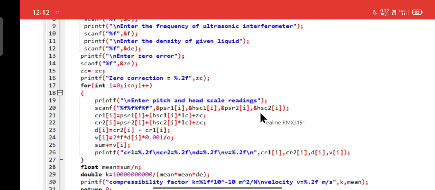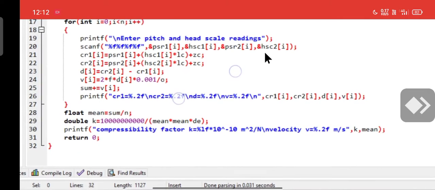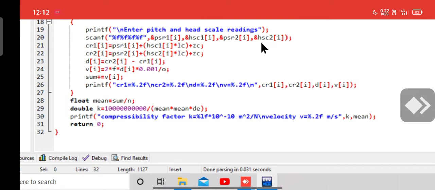We know the formula: corrected reading = PSR + HS × LC ± zero correction. By this formula, the corrected reading is calculated, and then D, the difference of the final position minus the initial position, is calculated. Next, the velocity V is calculated by the formula 2 μ D divided by the number of oscillations. Next, we are adding the V value to get the average. After getting all sets of inputs, the mean is calculated by taking the sum of values divided by the number of readings.